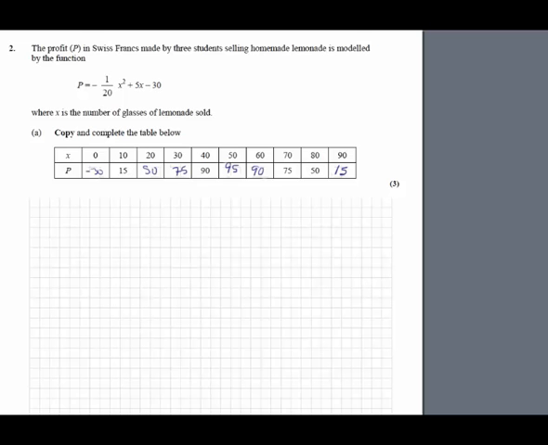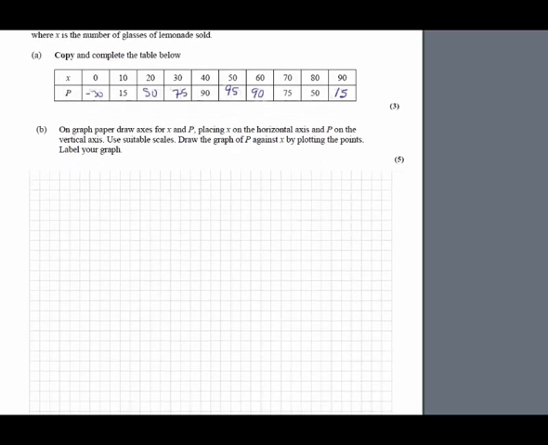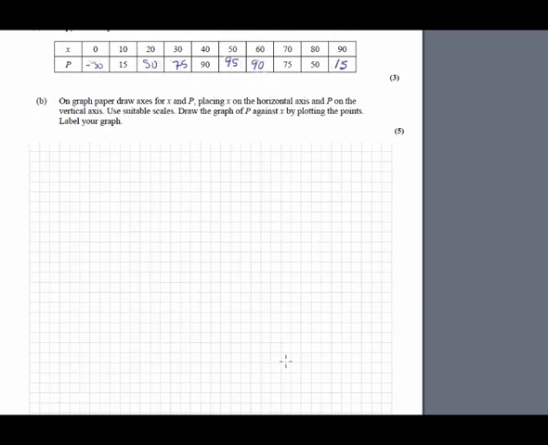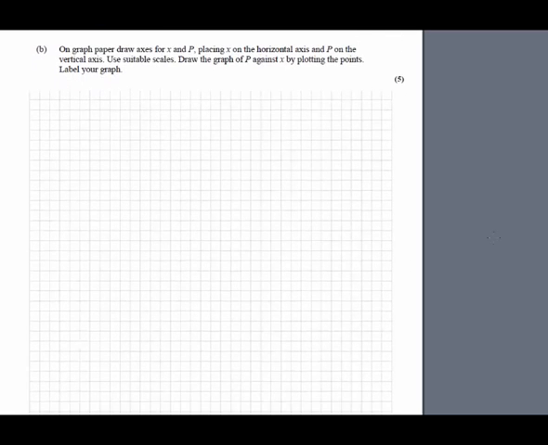Now I'm ready to look at part B, and part B says on the graph, draw axes X and P, place the X horizontal, and basically plot these points and make a graph of it. So what you need to do is plot the points and make a graph of it, and I'm going to do that. Actually, I've already done that just to try and make life a little bit easier.